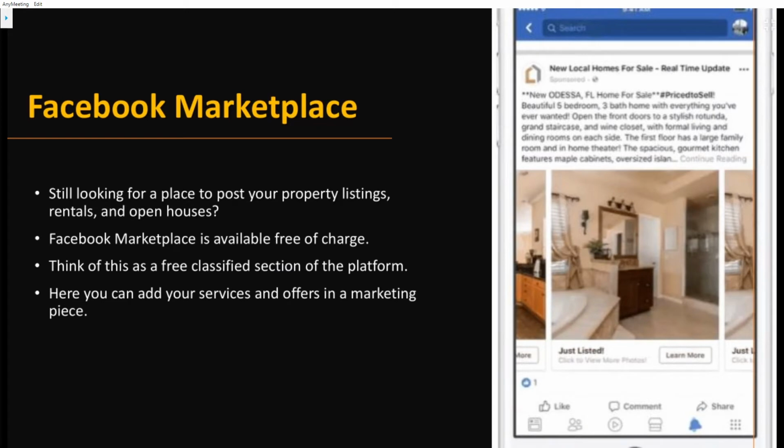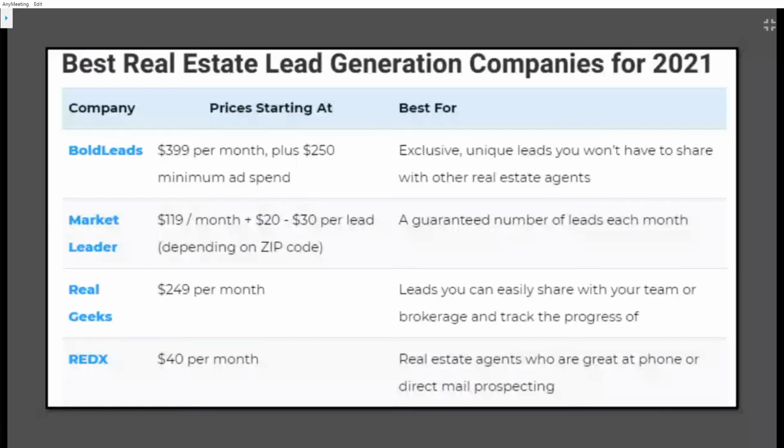Anyway, so Facebook Marketplace, if you're not using it, you need to make sure you are. Still looking for a great place to post your listings, rentals, and open houses? Facebook Marketplace is available free of charge. It doesn't even cost you anything. Think of it as a free classified ad on a platform with millions and billions of people going on to it. So please take advantage of Facebook Marketplace for all of your listings.